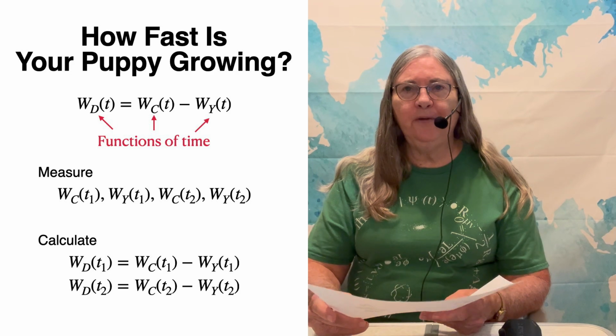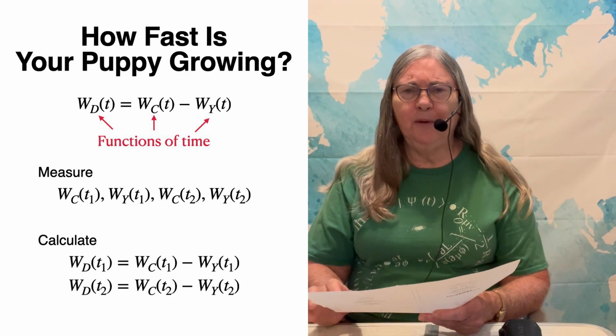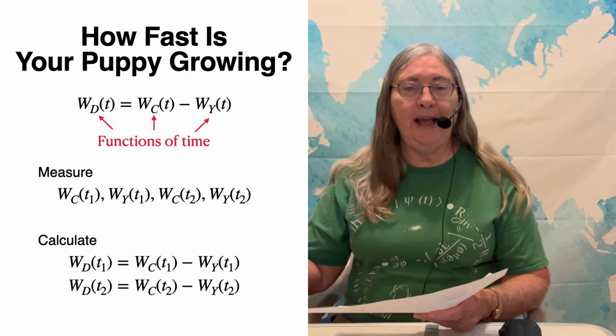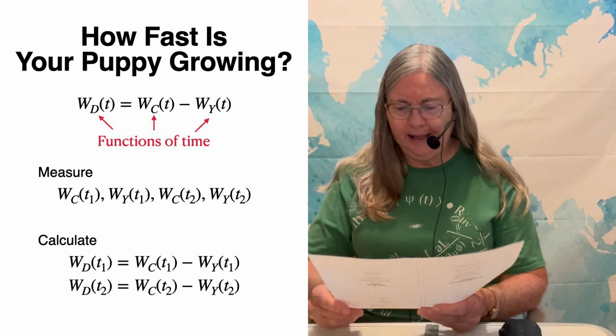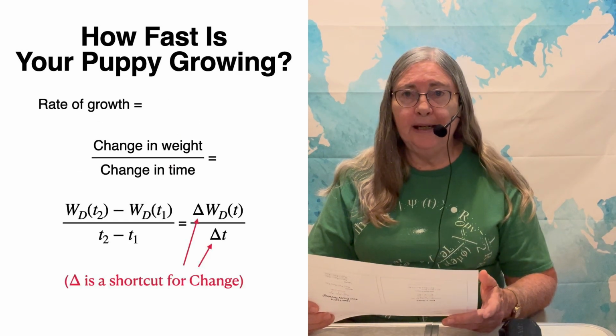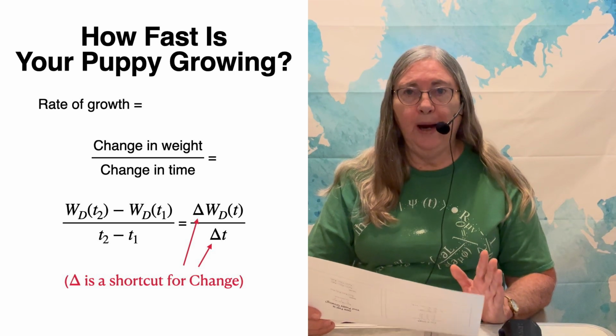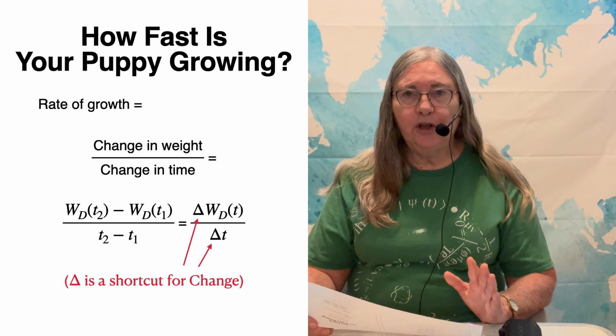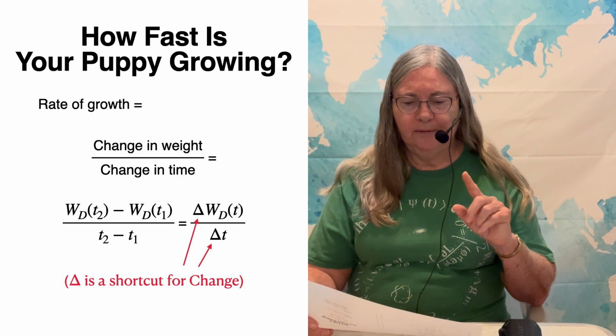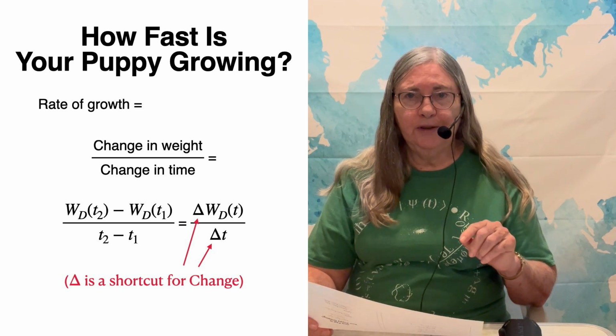You're going to weigh yourself and the dog at one point, and then maybe a month later, you do the same thing again. The change in weight divided by the change in time gives you a rate. And then we use the term delta to mean change.